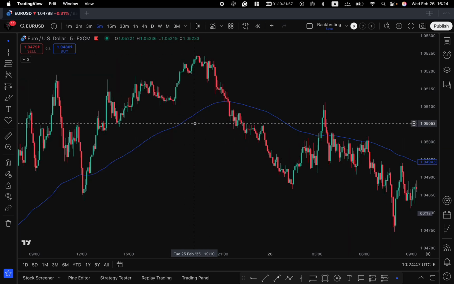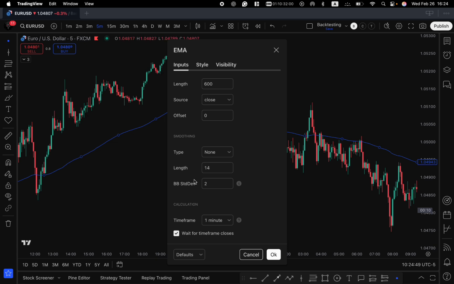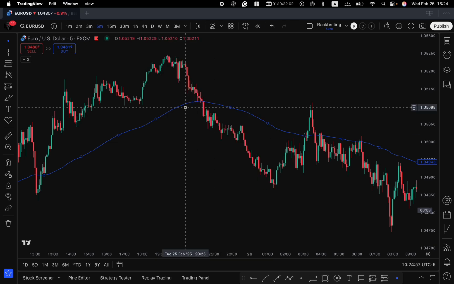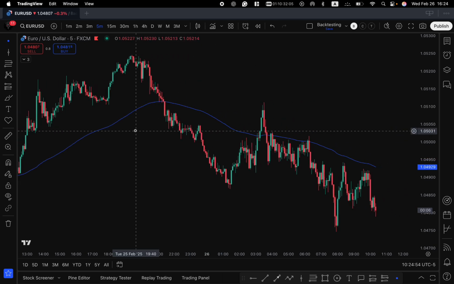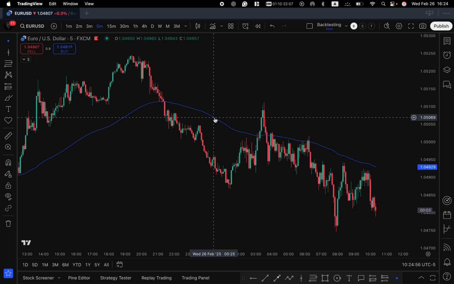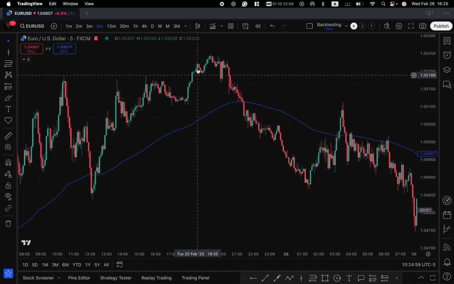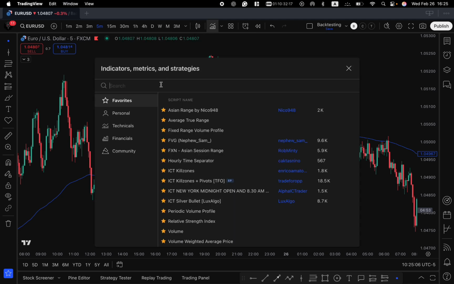But right now, you should really focus on the meaning of a moving average, how it works, and how it's basically shown on your chart and how we can edit it. Okay, so now that you know what an EMA and what an SMA is, let's try something different.